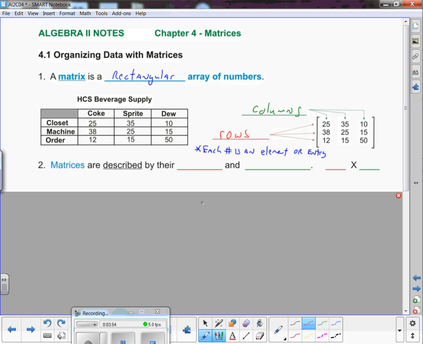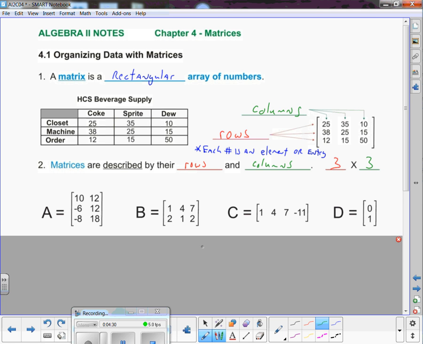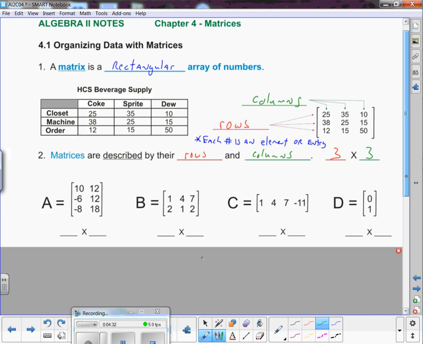Now, real important, matrices are described by their, take my red, rows and their columns. And do not get it backwards. Rows first, columns second. Rows first, columns second. So our example right here has 3 rows and it has 3 columns. So it is a 3 by 3 matrix. 3 rows, 3 columns. We would also call it a square matrix, right? 3 by 3 square, 2 by 2 is a square matrix, 7 by 7 a square matrix, etc. But you describe a matrix by its rows and columns. And again, you can't get it backwards. It's got to be rows, then columns.